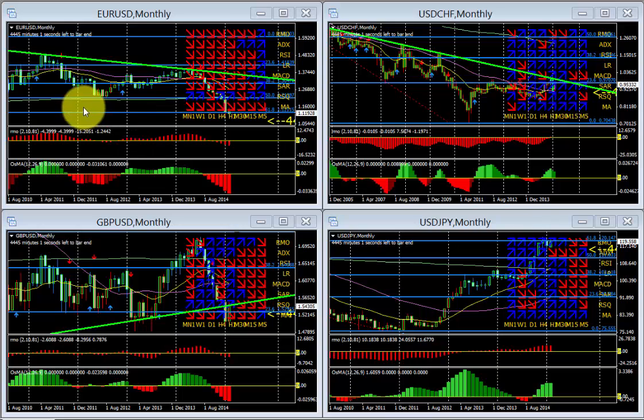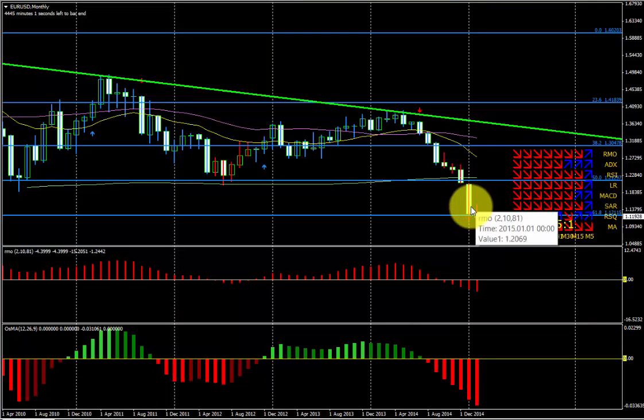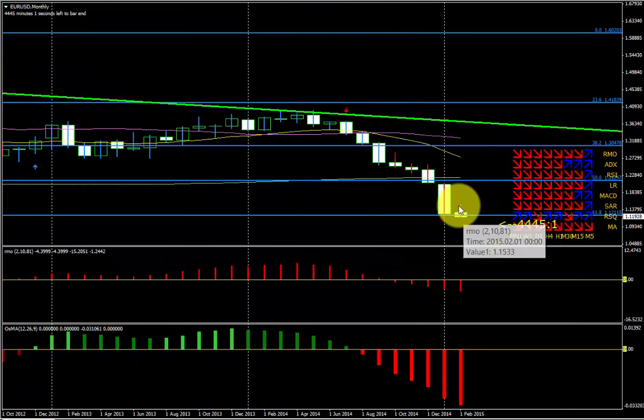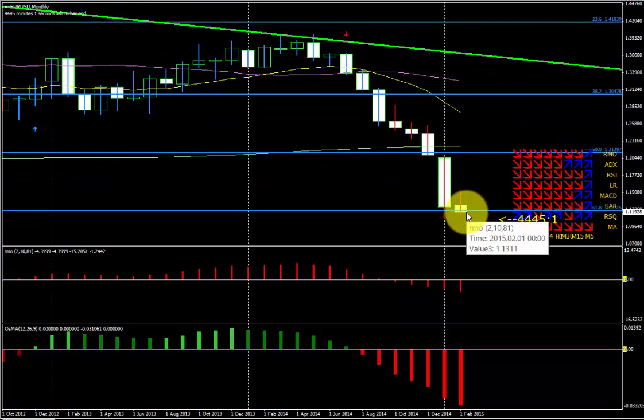Going to have a look at the euro against US dollar on the monthly just to see how this month has progressed. You can see going into March now, last week's candle, this is February's candle. You can quite clearly see that the actual candle has closed at a monthly fib level here at the 61.8 level, and just slightly lower than that monthly fib level.